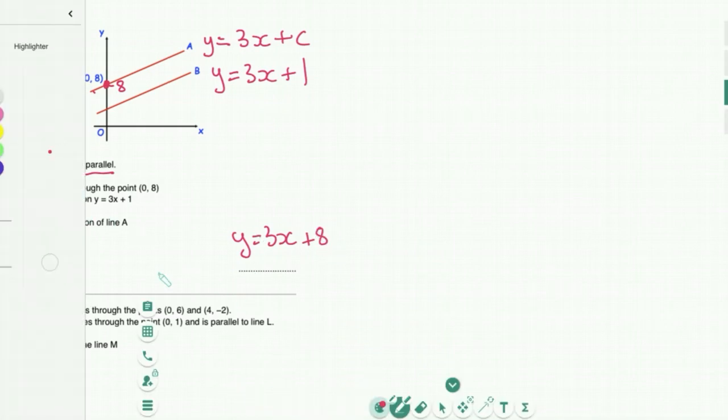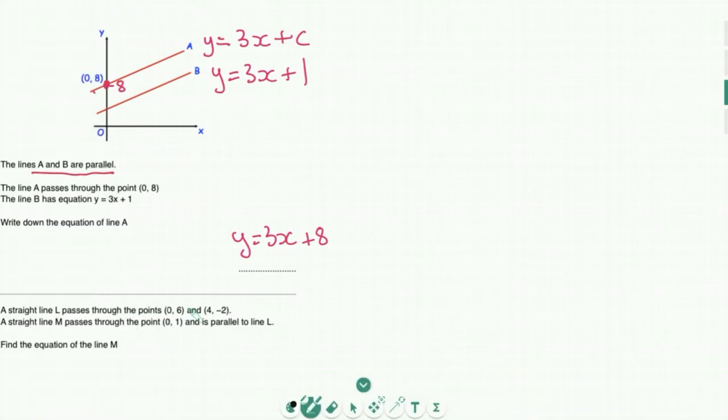Let's look at the final problem, and you can get started by yourself. A straight line L passes through the points 0, 6, and 4, negative 2. A straight line M passes through the point 0, 1, and is parallel to line L. Find the equation of line M. Okay. One way we can do this problem is just by drawing a sketch. You can actually do a sketch on all these previous problems to help you visualize it. Let's draw a nice quadrant. Line L passes through 0, 6, and 4, negative 2.